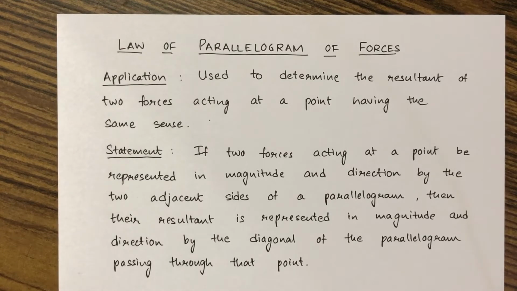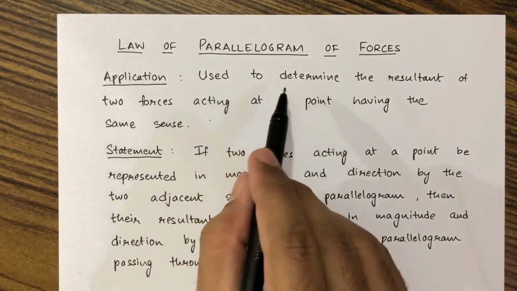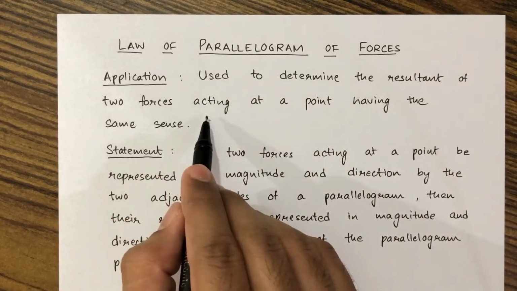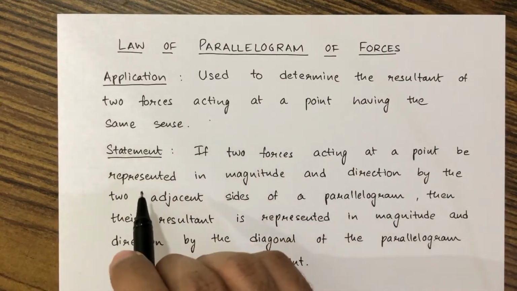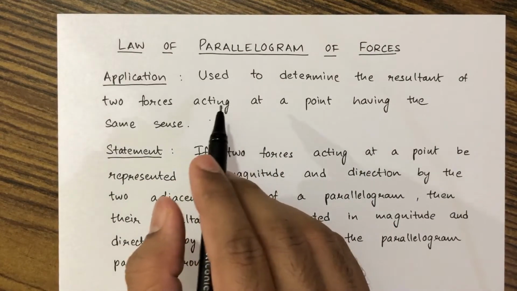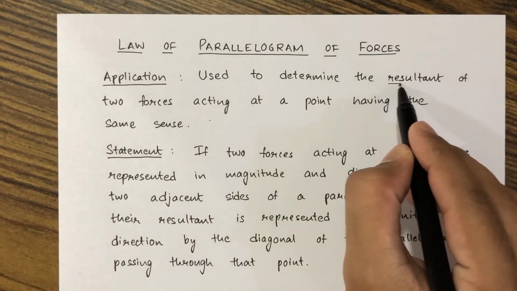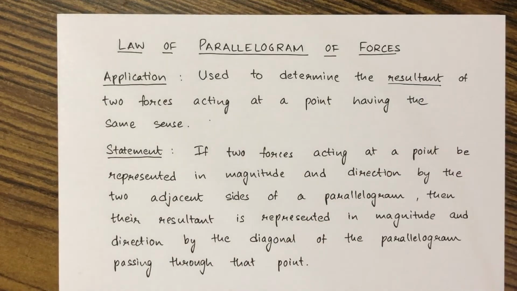Today we will be learning a very important law, that is the law of parallelogram of forces. So what is the application of this law of parallelogram of forces? It is used to determine the resultant of two forces acting at a point having the same sense. Now here one important term is there, that is the resultant. Resultant of a system of forces may be defined as a single force which has the same effect as the system of forces acting on the body.